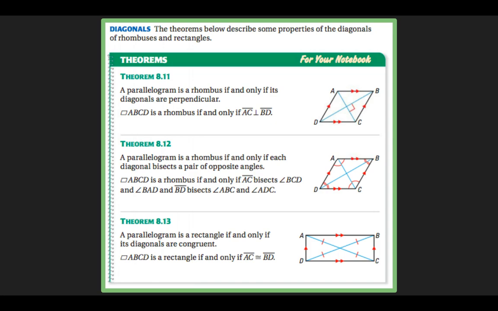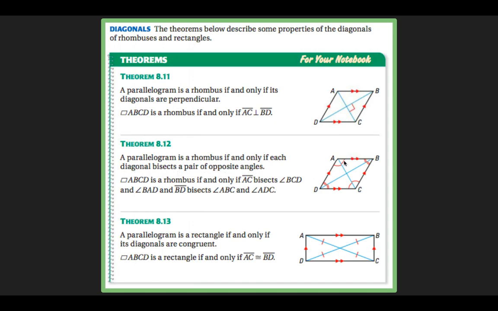A parallelogram is a rhombus if and only if its diagonals are perpendicular. This tells us that in a rhombus, in a figure where all 4 sides are congruent, the diagonals will meet at a 90-degree angle. This is an if and only if statement. That means if I give you a picture with the diagonals drawn with a right angle drawn, you can assume it is a rhombus.